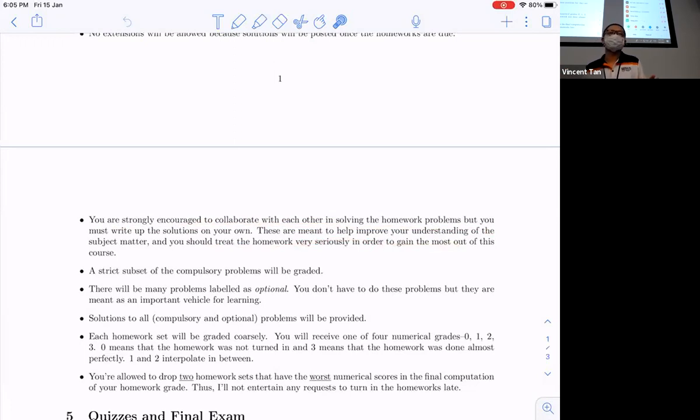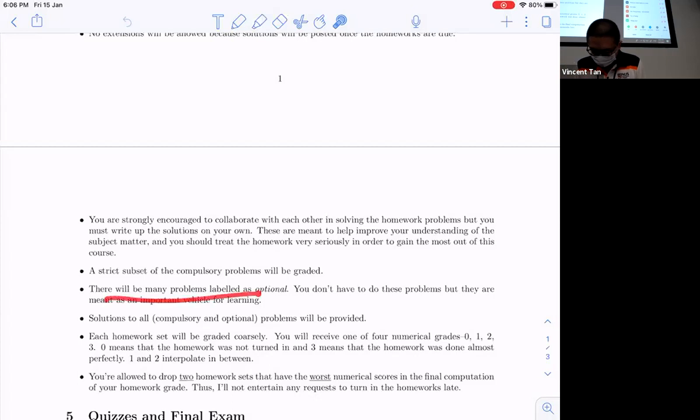Because of manpower, or rather woman power issues, since my grader is a woman, we will not grade everything. So in my homeworks, there is a compulsory part and there is an optional part. You need to do all the compulsory questions, but a subset of the compulsory questions will be graded. You will receive the solutions to everything, the compulsory and the optional questions.